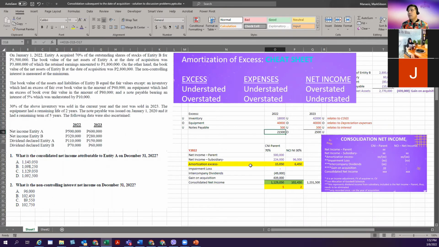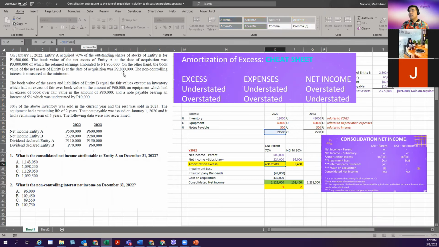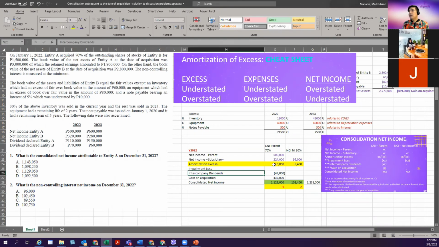But how do we allocate it? Again, using the proportionate share. So that's 21,500 multiplied by 70%, so that's 15,000. Since we're using Excel, everything is in formulas so it's easier to trace when you're doing your own review. Then 21,500 multiplied by 30% for the non-controlling interest. So okay na tayo dito sa amortization of excess.